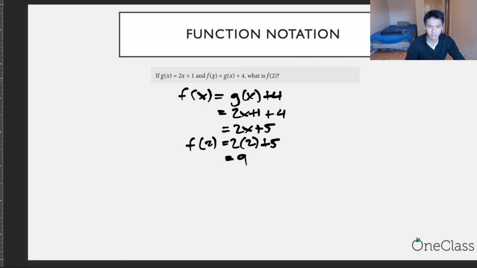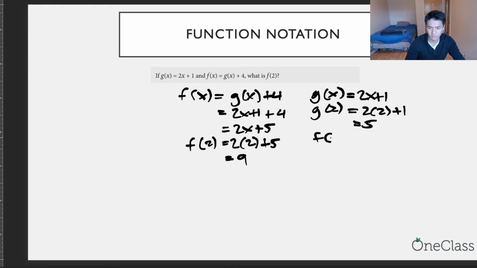Another solution is I'll start with 2 and work my way into the other equation. So if f of x equals g of x plus 4, that means f of 2 is equal to g of 2 plus 4. What is g of 2 equal to? So g of x is equal to 2x plus 1. That means g of 2 is equal to 2 times 2 plus 1, so 5. I'm going to take the output from this back into the original. So f of 2 is equal to 5 plus 4 equals 9. And so we get 9 both ways.